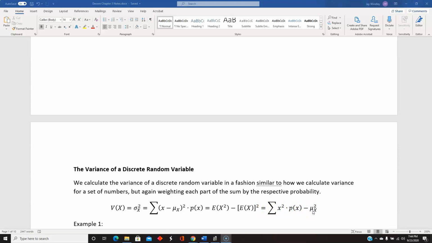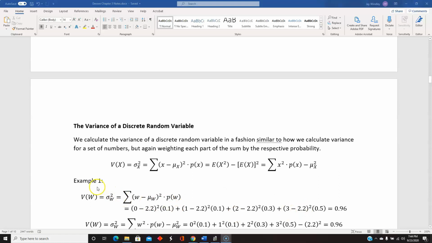So let me show that both ways on both of our examples. So using example 1, where our mean was 2.2, you do each value of the random variable, which is 0, 1, 2, and 3. And for each value of the random variable, you subtract the mean, and then you square that difference. So for each value, we're subtracting 2.2 and squaring that difference. And then each of those squares gets multiplied by the probability of the particular value of x. So in this case, we're doing 0 minus 2.2 squared, and then times the probability of a 0. Over here, we're doing 3 minus 2.2 squared, and then times the probability of a 3. You sum all those products together, and you get 0.96 for the variance of our random variable w.